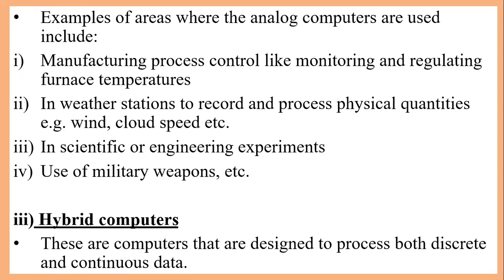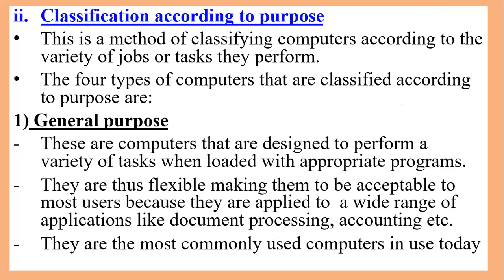Examples of areas where the analog computers are used include manufacturing process control, like monitoring and regulating furnace temperatures, in weather stations to record and process physical quantities, e.g. wind, cloud, speed, in scientific or engineering experiments, and also they are used in the military to control weapons, amongst other areas. Hybrid computers. Now, these are computers that are designed to process both discrete and continuous data.